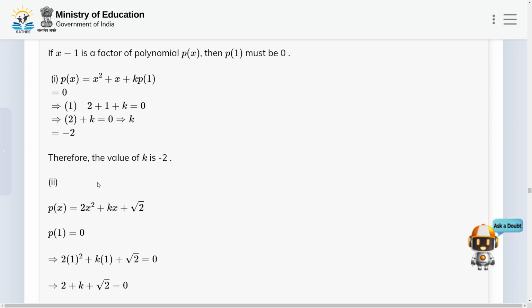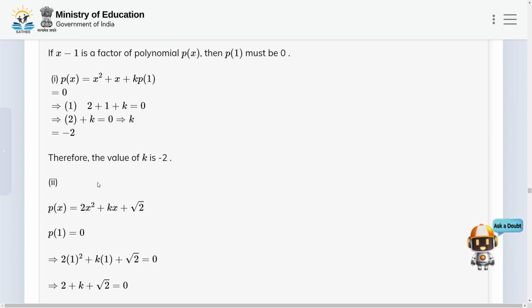Students, here we have p of x equal to x square plus x plus k, and the value of p of x at x equal to 1, that is p of 1, is equal to 0, since x minus 1 is a factor of p of x. So it implies 1 square plus 1 plus k equals 0, and it implies k is equal to minus 2. Therefore the value of k is minus 2.